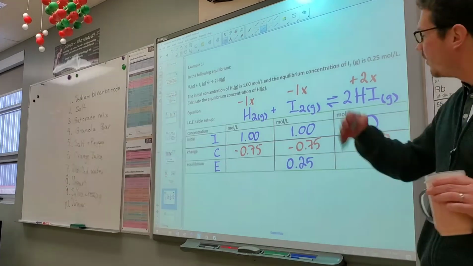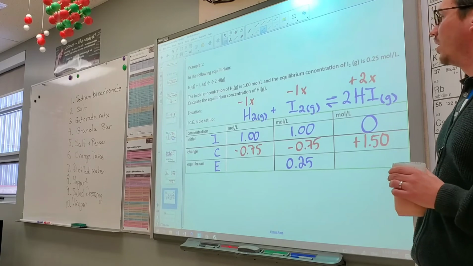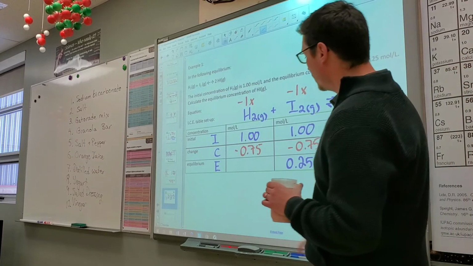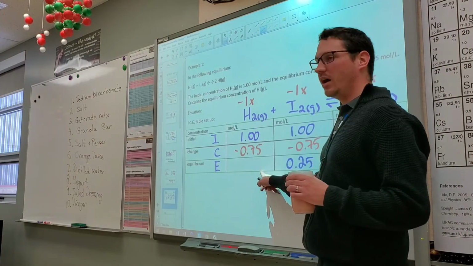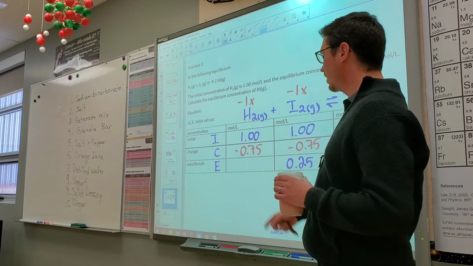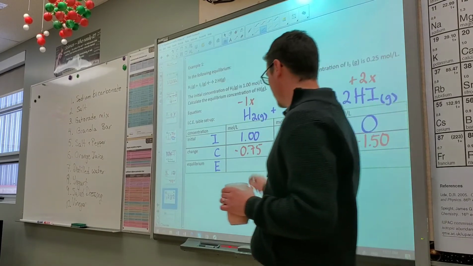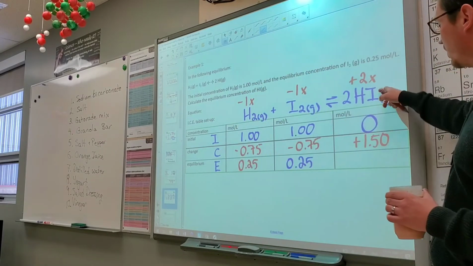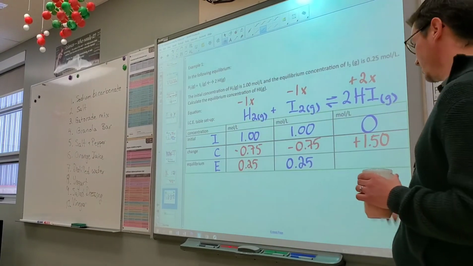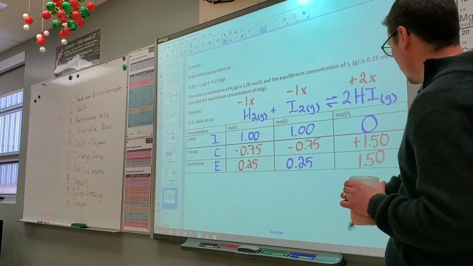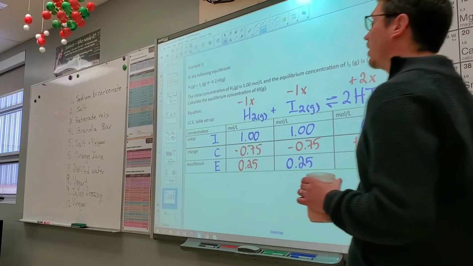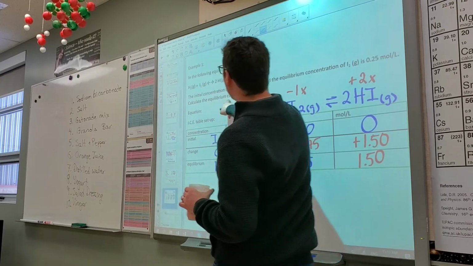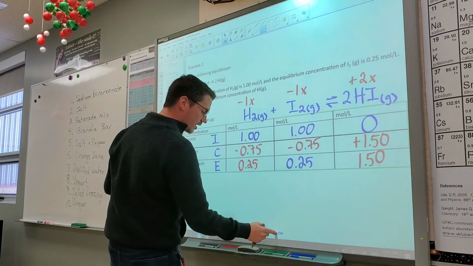So now we can find all of the equilibrium concentrations. What's the equilibrium concentration of hydrogen? Once we establish equilibrium, what's that concentration? 0.25. Once we establish equilibrium, what's the concentration of hydrogen iodide? 1.50. So we can answer our question. Calculate the equilibrium concentration of HI.